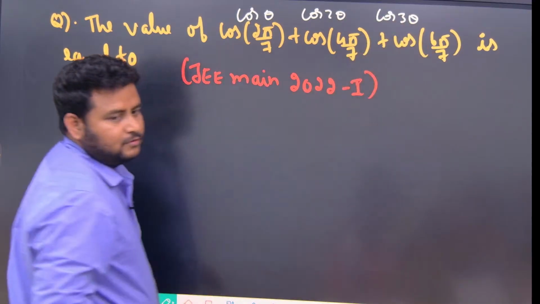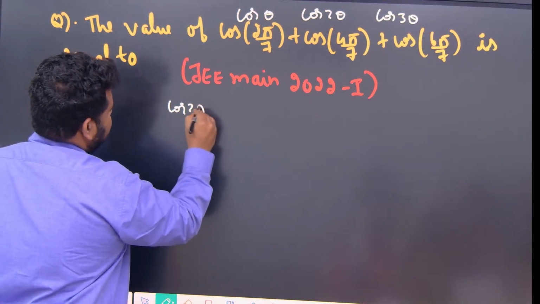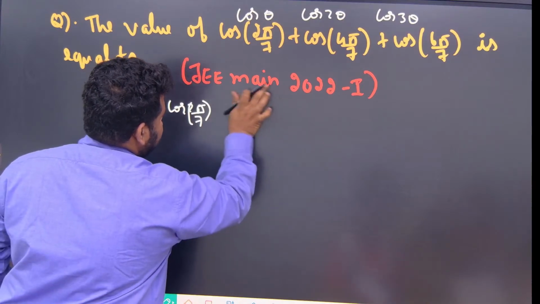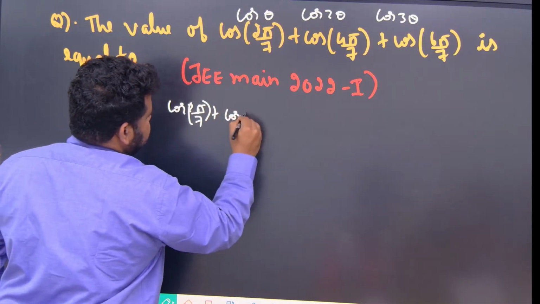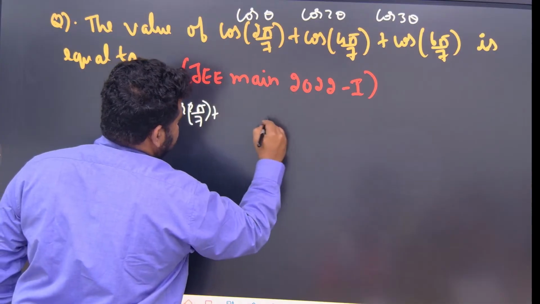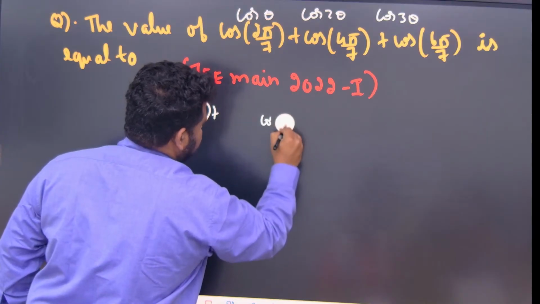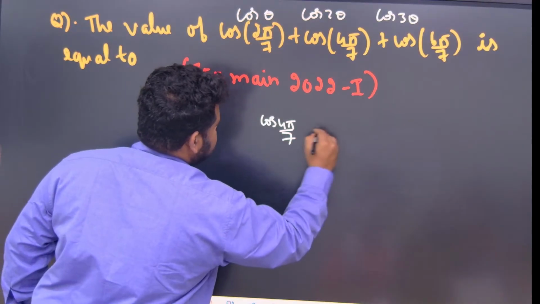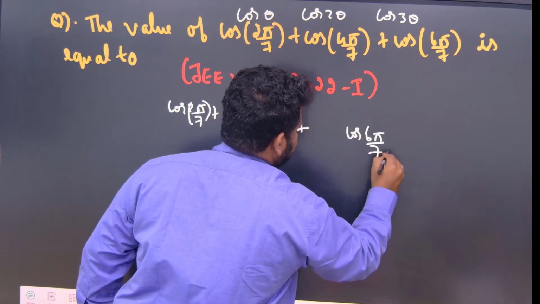When it is of this form, the trick we have to follow is, first let me write this down: cos 2 pi by 7, plus cos 4 pi by 7, correct? Plus cos 6 pi by 7. This is what we are having.